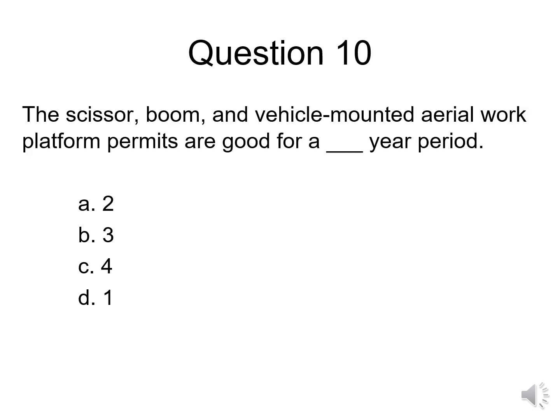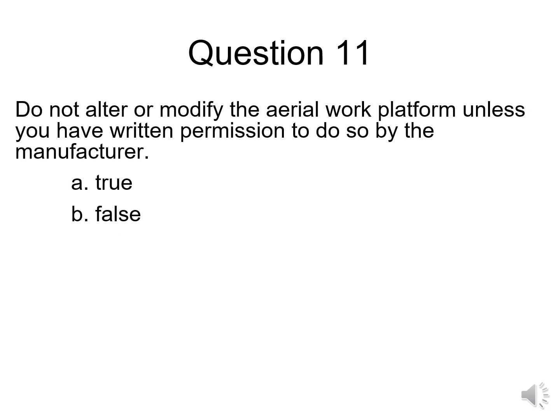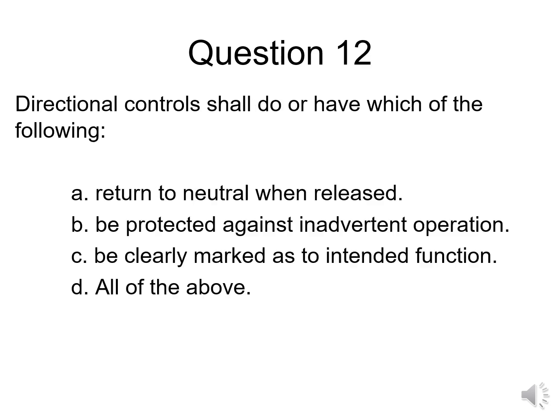Question 10. The scissor boom or vehicle mounted aerial work platform permits are good for a blank year period. A, 2, B, 3, C, 4, D, 1. Question 11. Do not alter or modify the aerial work platform unless you have written permission to do so by the manufacturer. A, true, B, false.